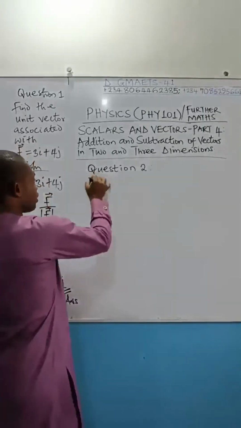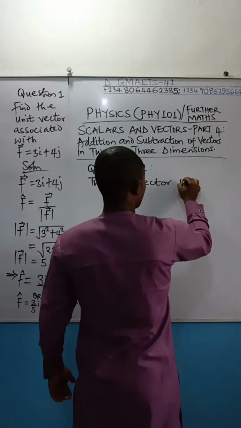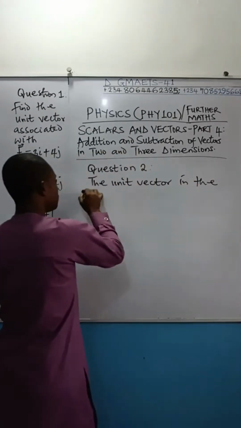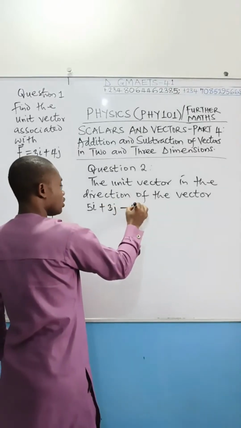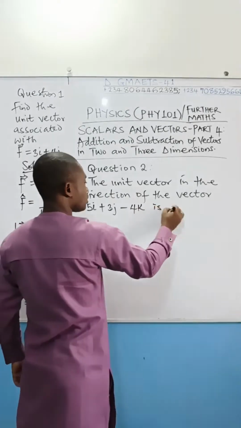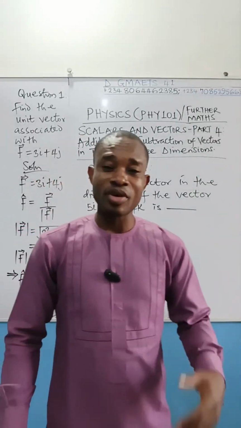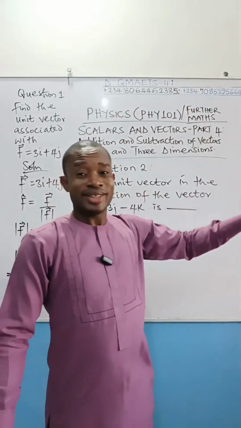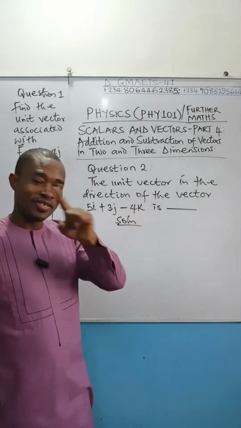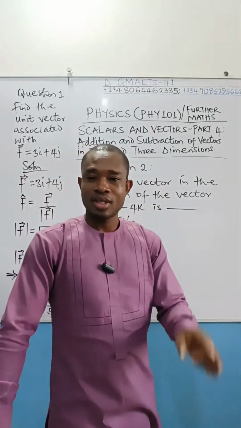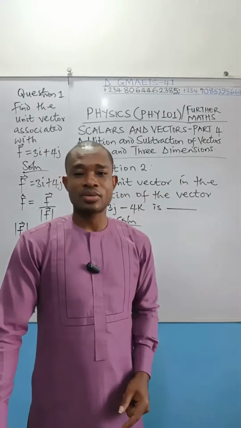Calculate the unit vector in the direction 5i plus 3j minus, let's say, 4k. How do we obtain it? You have the formula already. Simply the given vector, that displacement vector given to you, right? Divide it by the magnitude of that same vector.